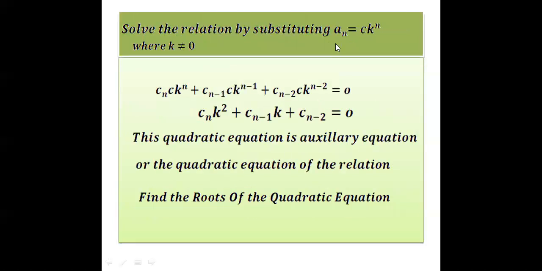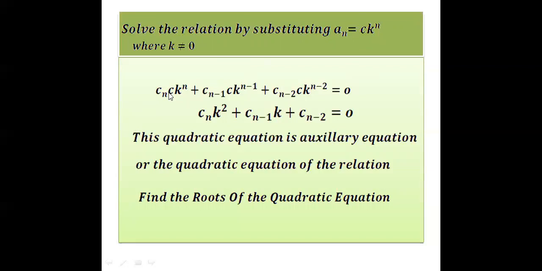How to solve? Simply by substituting a_n = c k^n, where k is not equal to 0. If a_n is equal to c k^n, then a_{n-1} is c k^(n-1), and a_{n-2} is c k^(n-2). Substituting all the values in the given linear equation, it reduces to this.